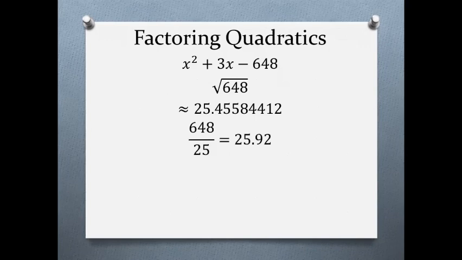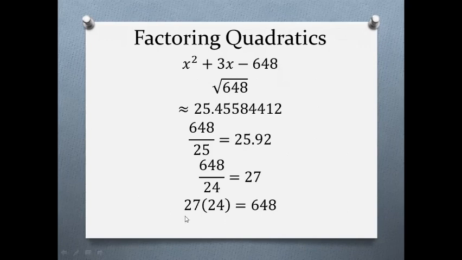If we try 25, we get 25.92 when we divide. Because this is not a whole number, 25 cannot be one of the numbers that we're looking for. So now let's try 24. When we divide 648 by 24, we get 27. 27 is a whole number, so we know that our two numbers are 24 and 27 because when we multiply them together, we get 648.